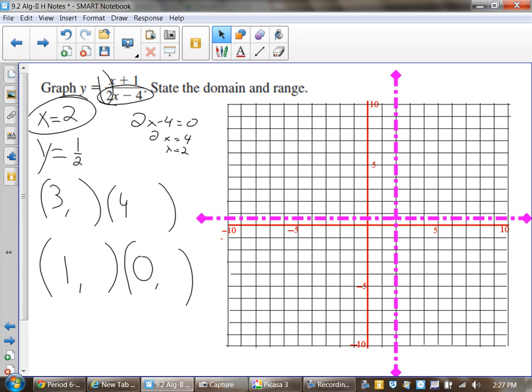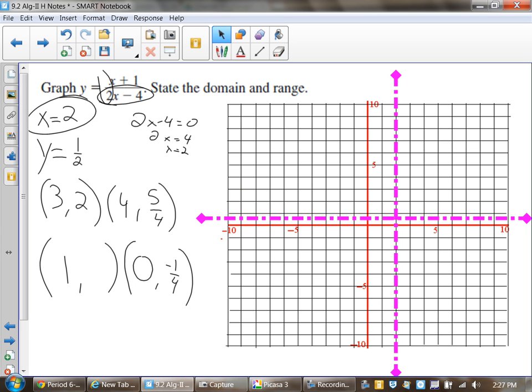What'd you get? What do you guys have? 3 and 5 over 4? What did you get for 1? 0 is negative 1/4. And what'd you guys get for 4? It's going to be 1/4, I'm guessing.